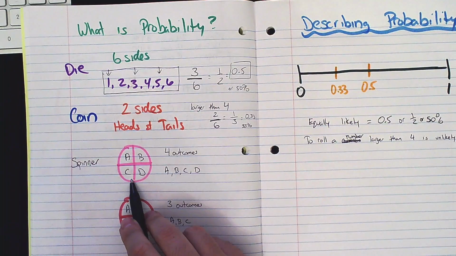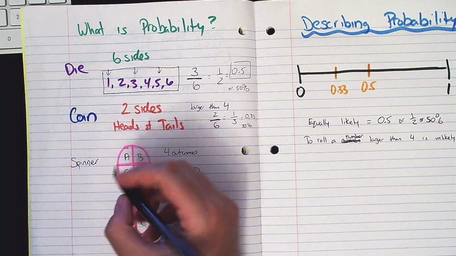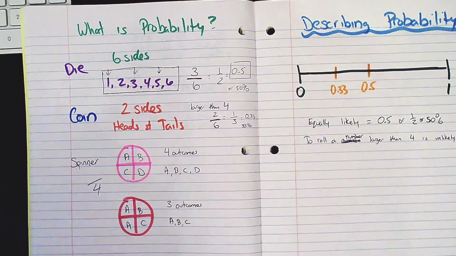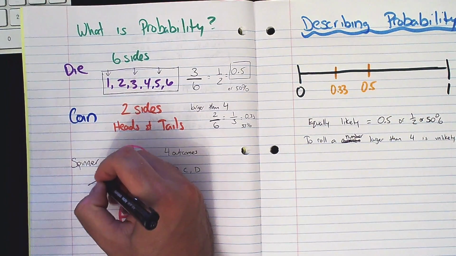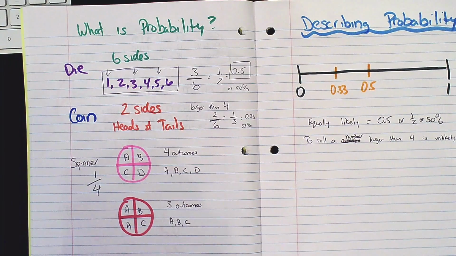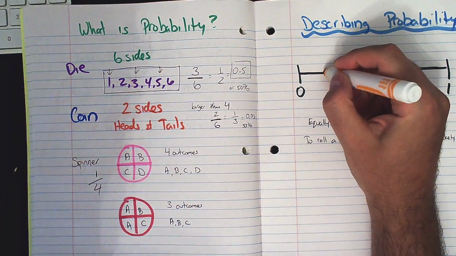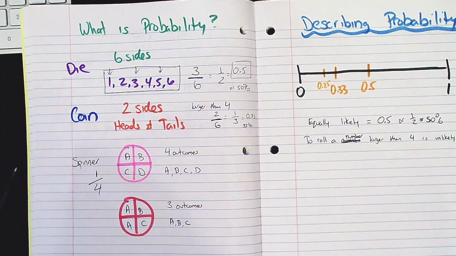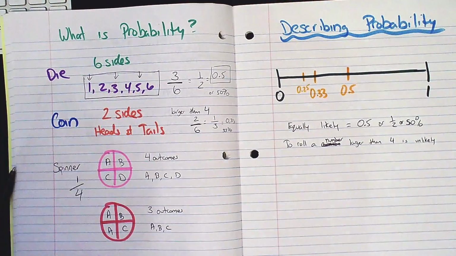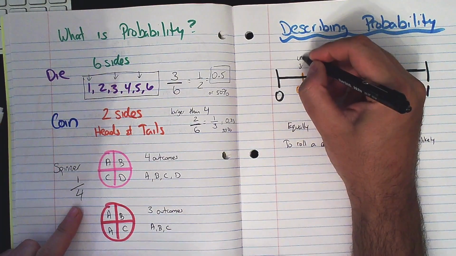With this spinner here, what is the probability of landing on the letter C? Well, there are 4 outcomes, 1, 2, 3, 4, and there's only one letter C. So in this case, it's 1 over 4. And if you recall from your previous unit, 1 over 4 is 0.25. So that is your probability. And again, this would be unlikely.